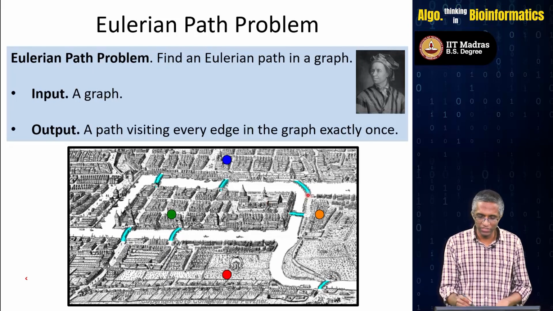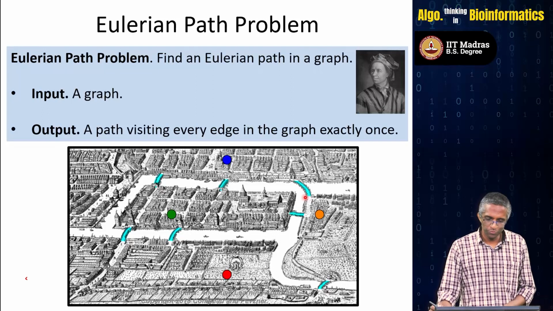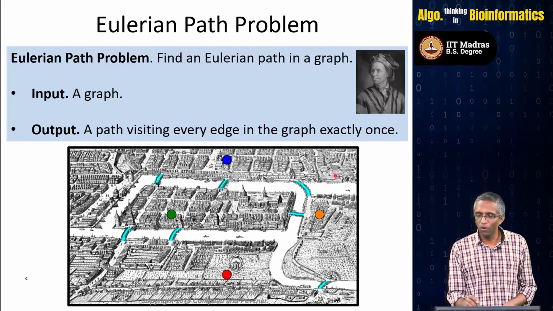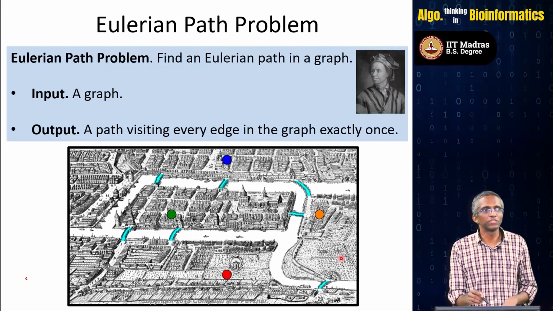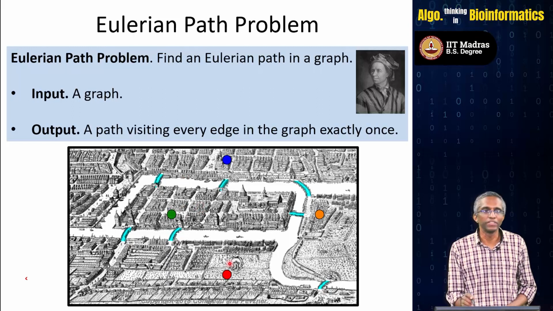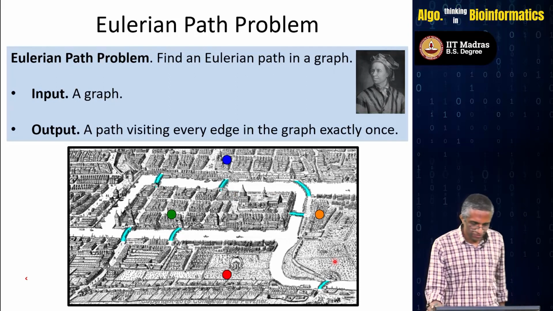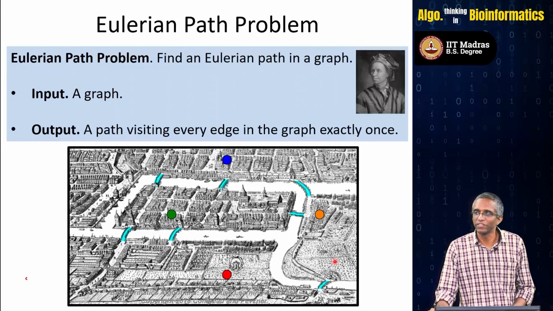So you have seven bridges that were connecting different parts of these lands, and there was a problem posed: can you start from a point and then visit all of the bridges without going through a bridge more than once? You have to visit all the bridges exactly once. You start from some landmass, maybe the inside of the island, and you want to visit all the bridges exactly once and then end somewhere else, right? So this is really the first problem in graph theory, if you will.